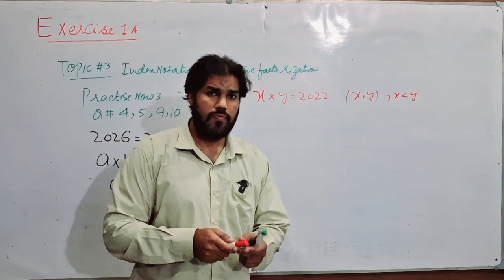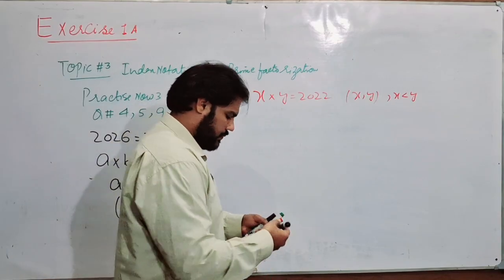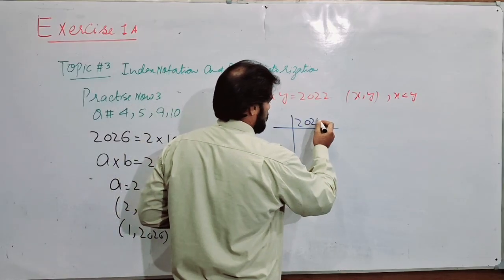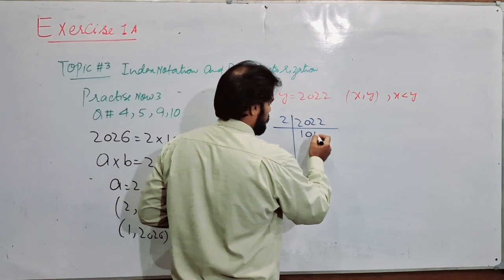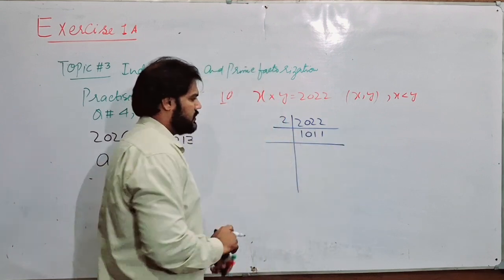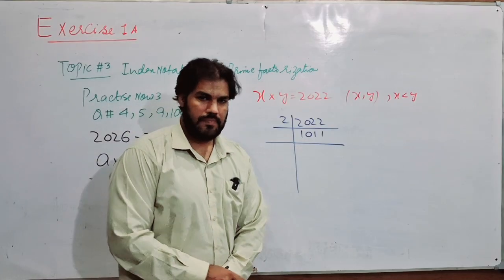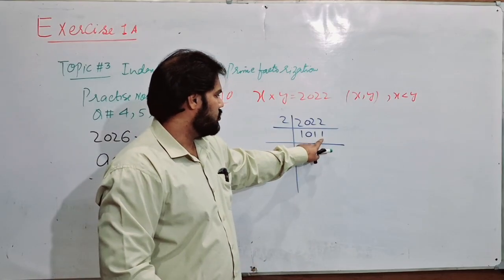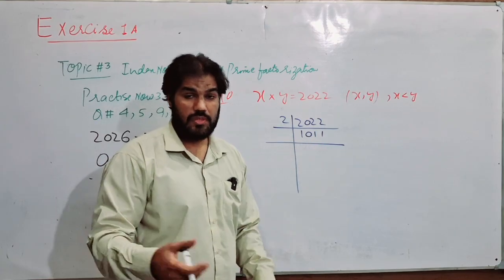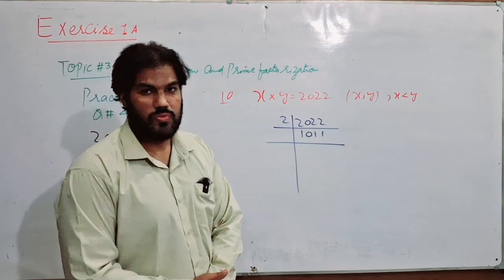What will we do? Firstly, we will make its prime factorization. What is its prime factorization? 2 1s are 2, 0, 2 1s are 2, 2 1s are 2. Is this number divisible by 2 next? No. Is it divisible by 3? Yes. If you sum all of the digits, 1 plus 1, 2, 2 plus 1, 3, and 3 is divisible by 3, it means this number 1011 is divisible by 3.